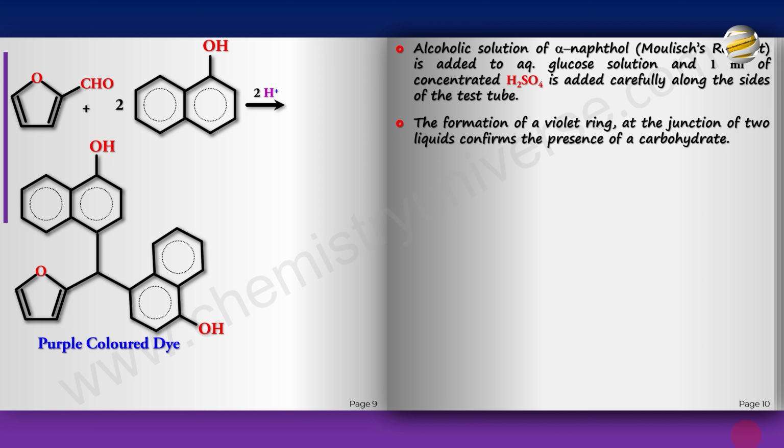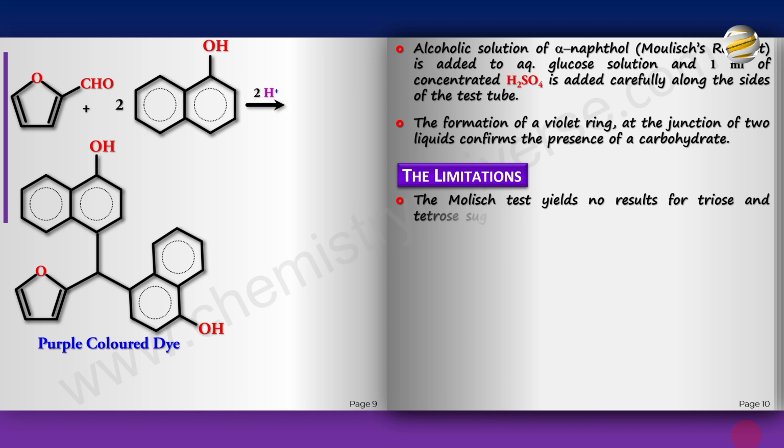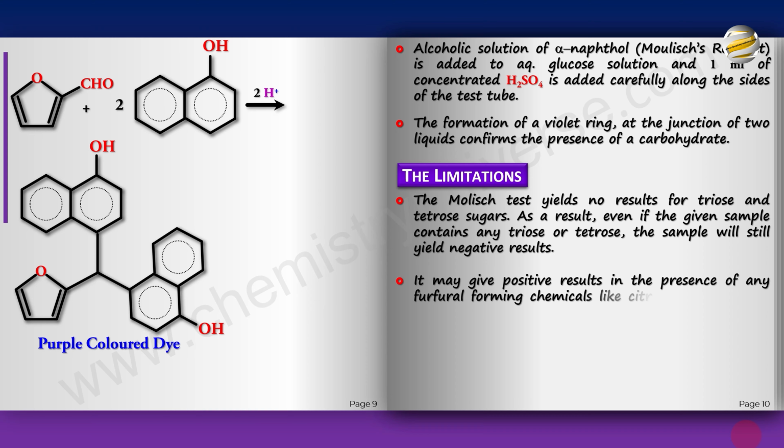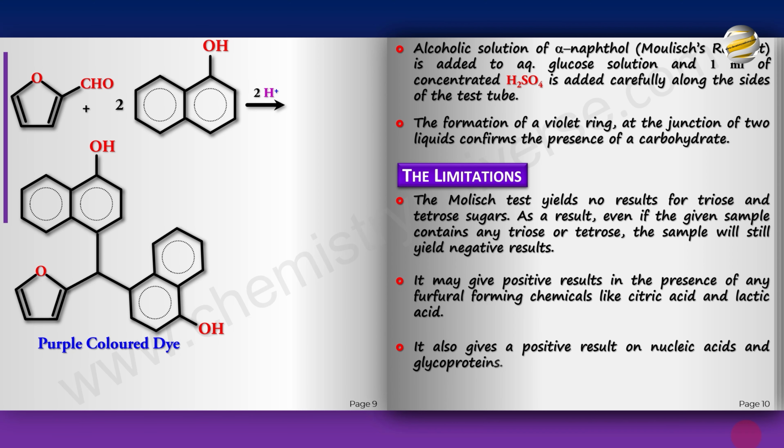So there are certain limitations to this test. The limitations are that the Molisch test yields no results for triose and tetrose, so you cannot identify them. As a result, even if the sample contains any triose or tetrose carbohydrate, the sample will still yield negative results. So a negative result does not necessarily mean that there is no carbohydrate. Moreover, it may give positive results in the presence of any furfural type chemicals like citric and lactic acid. It will also give positive result on nucleic acids and glycoproteins. That is the Molisch test.